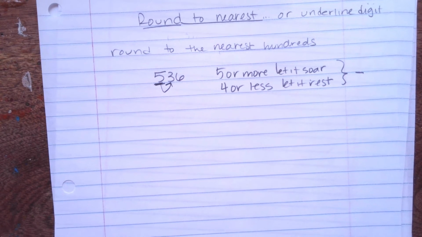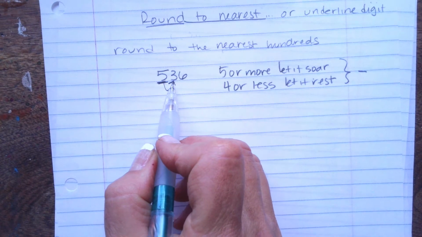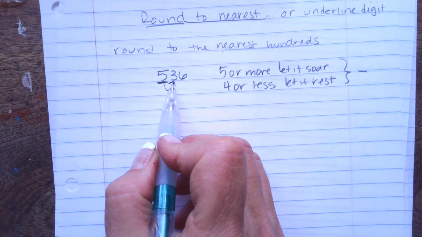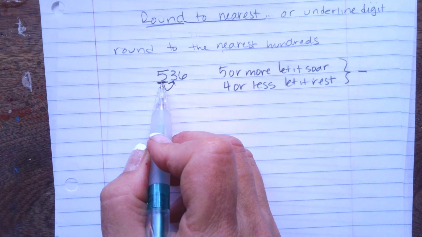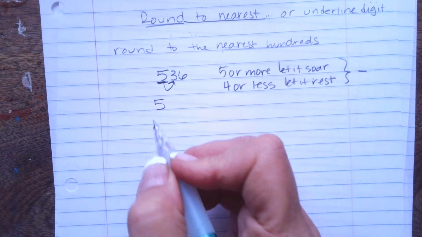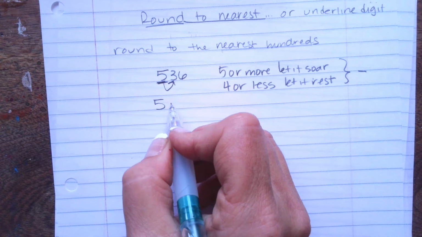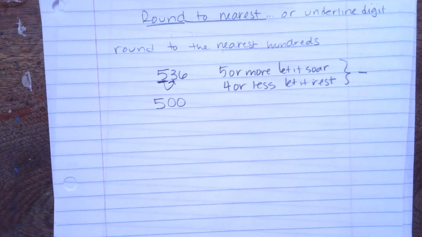Hold on one second. So we can say this is a 4 or less. So we're going to let the underlined digit rest, and that means that it stays a 5. And then everything after the underlined digit, no matter what, becomes zeros. So the answer is 500.